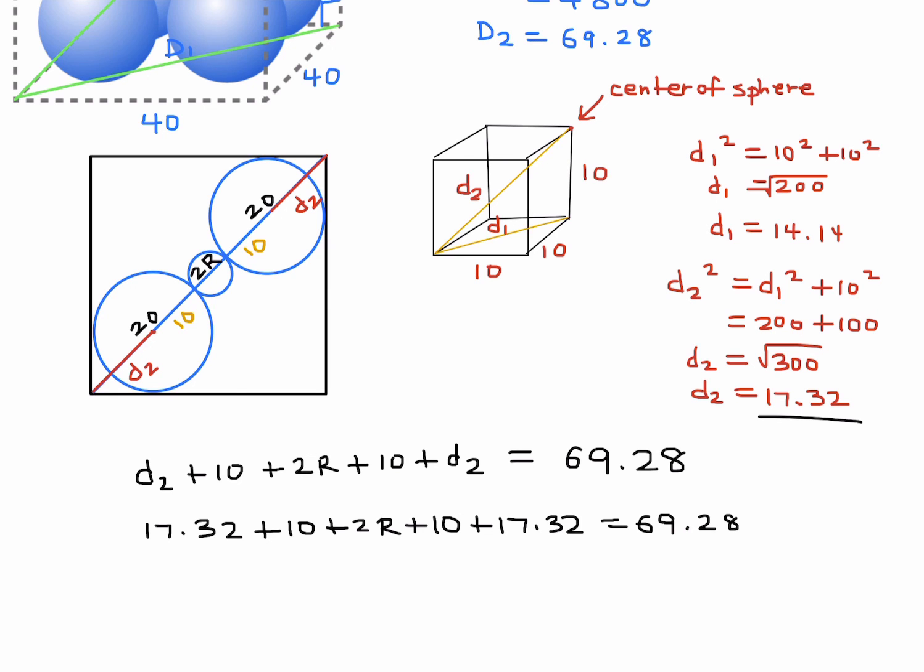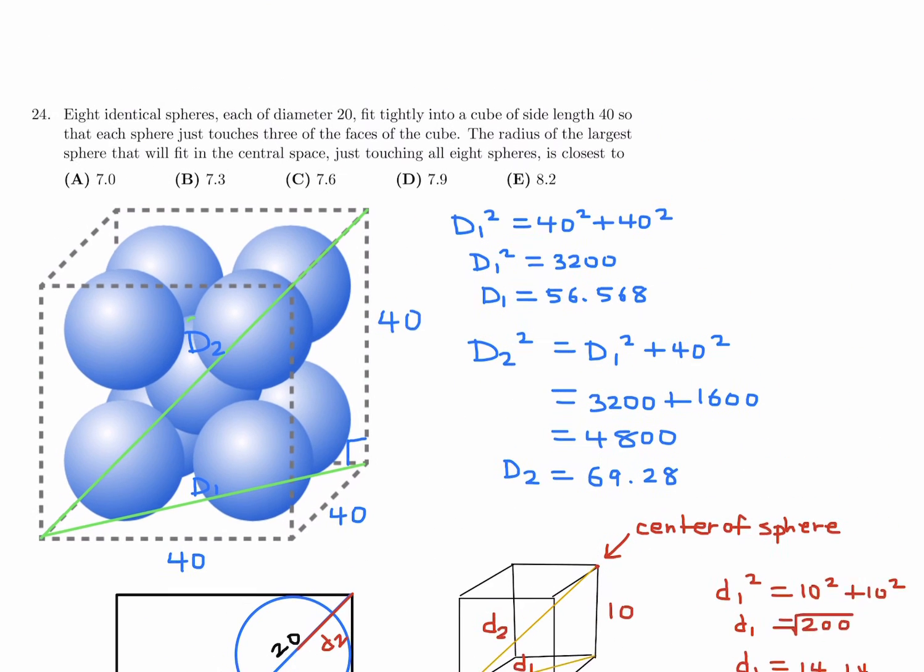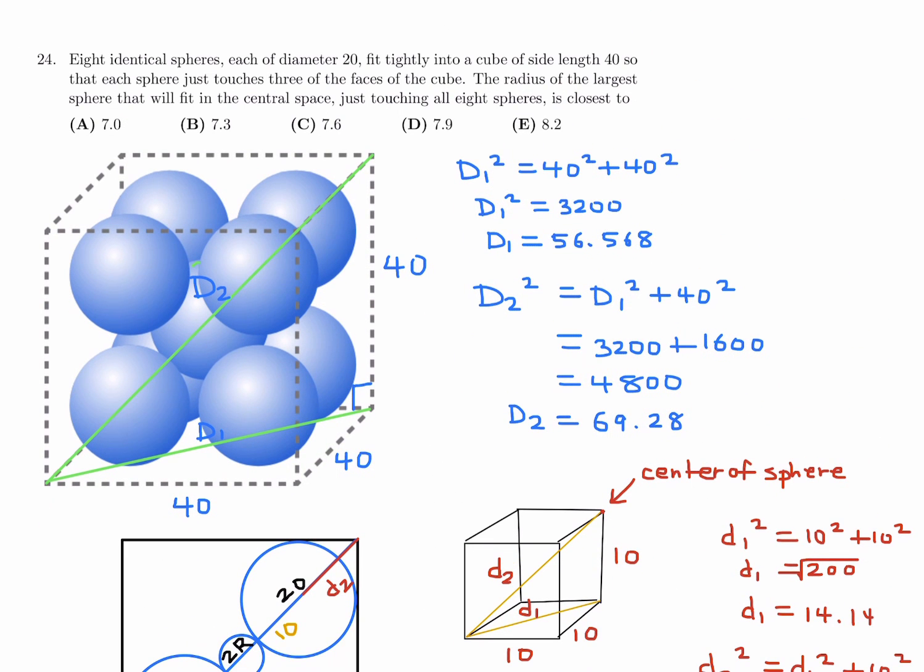And then at this point we just solve. So I get 2r, put everything on one side, and if you do, you get 69.28 minus 54.64, and therefore 2r is equal to 14.64, and therefore r will be equal to 7.32. That is the radius of the middle sphere. 7.32, and therefore that would be choice B for number 24.